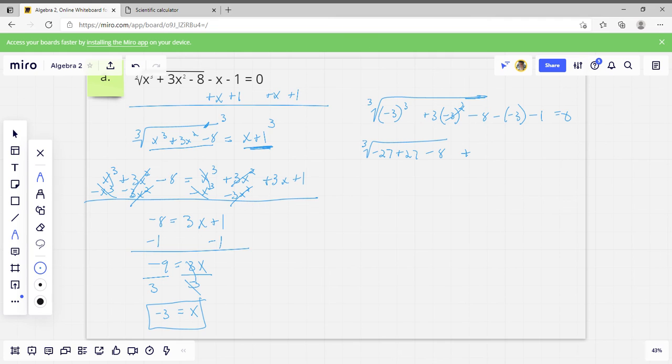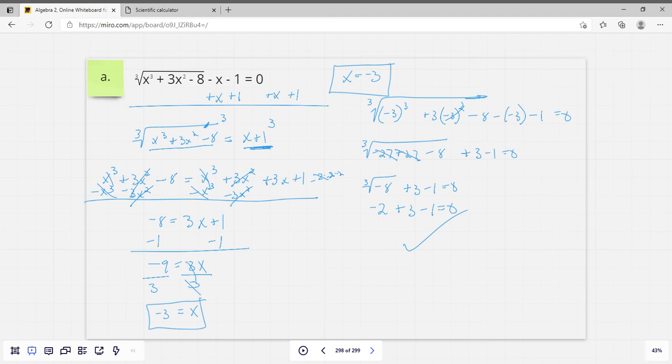Minus negative, negative right there would be plus 3. Minus 1 equals 0. Okay, so then 27, positive and negative cancel each other out. Third root of negative 8 plus 3 minus 1 equals 0. Third root of negative 8 would be 2 times 2 times 2, and then those will all be negatives. 2 times 2 is 4. 4 times 2 is 8. Negative 2 plus 3 minus 1 equals 0. And that's true. Negative 2 plus 3 will be positive 1, minus 1 is 0. So that works. So x equals negative 3 should be the answer you got for that one.